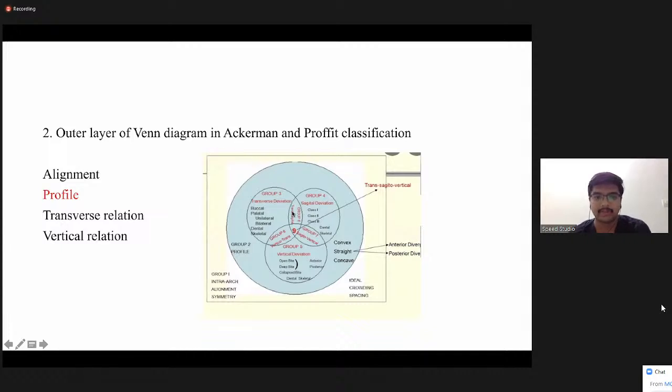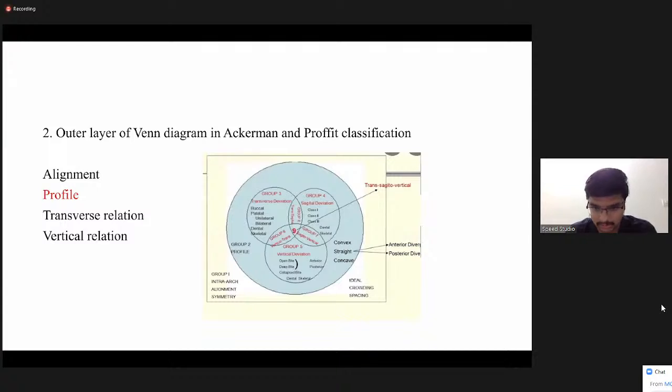And the question that they have asked is the outer layer of the Venn diagram alone. That is, the Venn diagram is the intersections of all the spheres which are present here. So this becomes the outer layer of the Venn diagram. All these three circles, which comprise transverse, sagittal, and vertical, are comprised inside a larger circle. The constituents which are present inside this larger circle will form the outer layer, and the question is not the outermost layer.